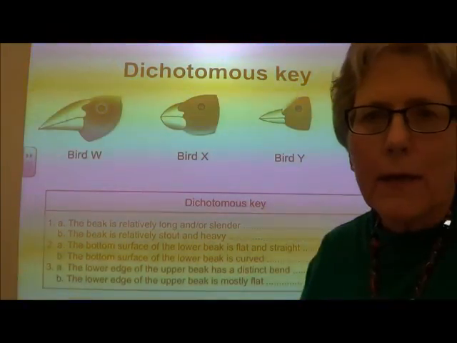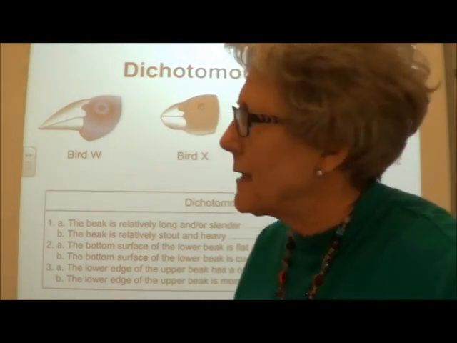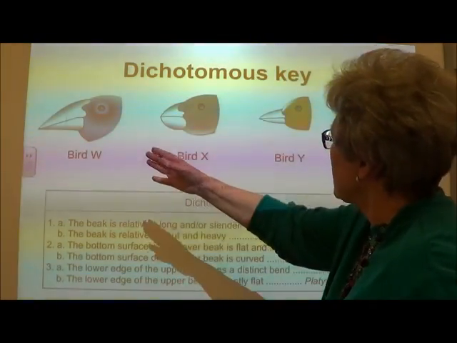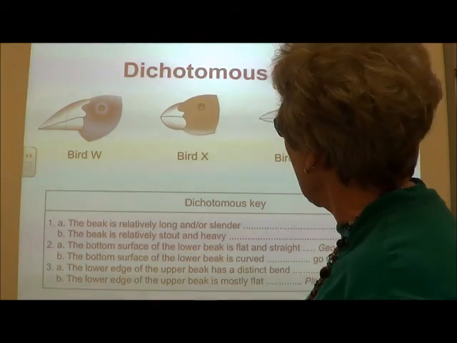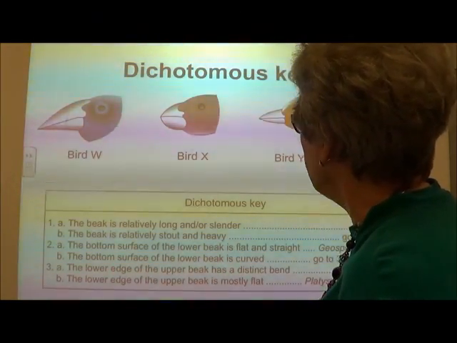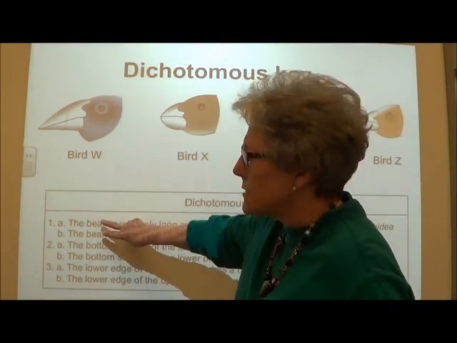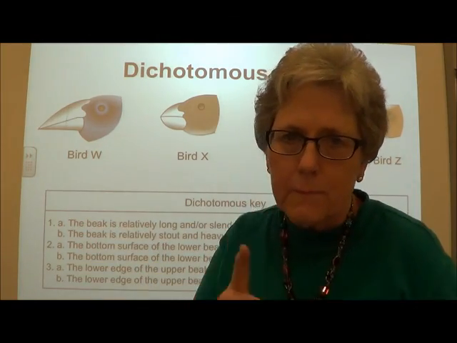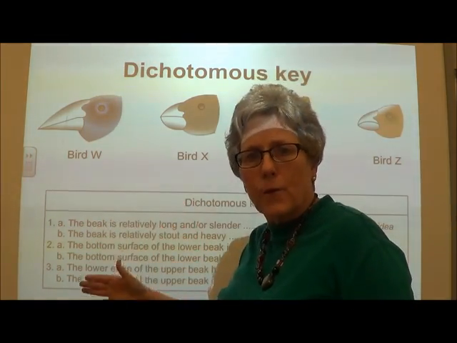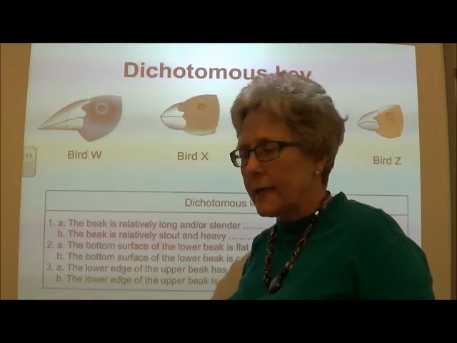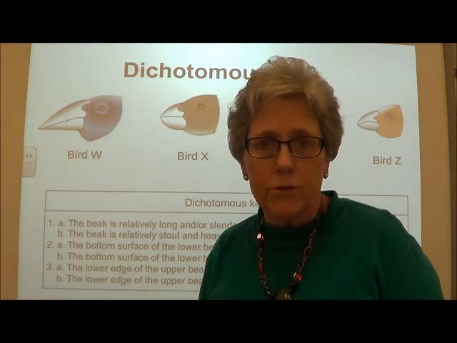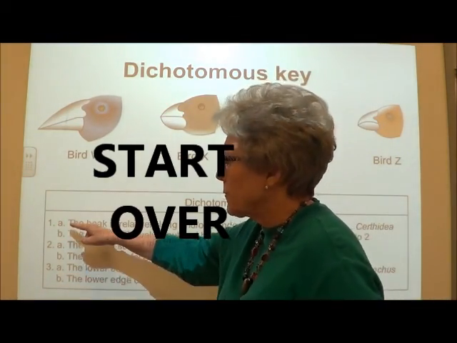All right, here we have something called a dichotomous key. Notice this shows a series of birds. They all have different types of beaks. We have paired statements here. Now please remember, if you're filling out or trying to code for a particular organism and you get lost, what should you do? Start all over with number 1.